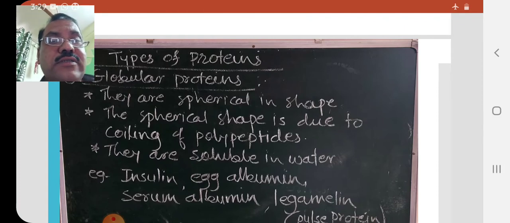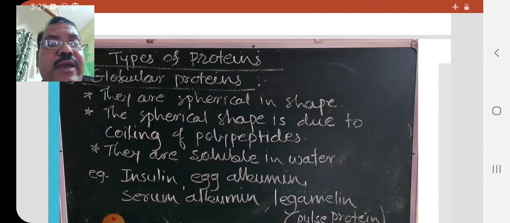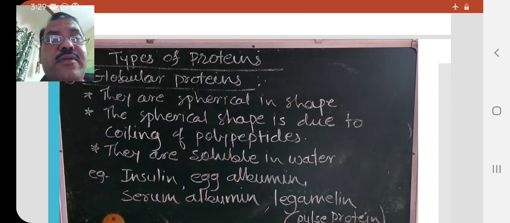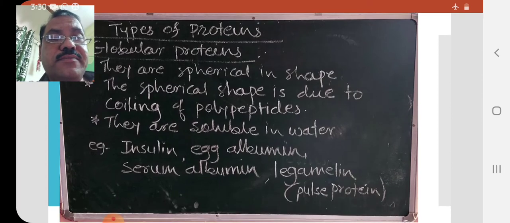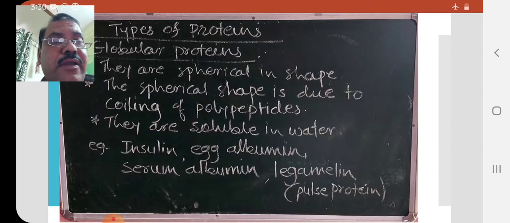As you all know, proteins are polypeptides containing many peptide bonds. And when these polypeptides get coiled around themselves, they form a spherical, a sphere-like structure, and therefore they are called globule. Globule means sphere. Therefore, these proteins are called globular proteins. These proteins are generally soluble in water. Examples are insulin, egg albumin, serum albumin, or legumelin.